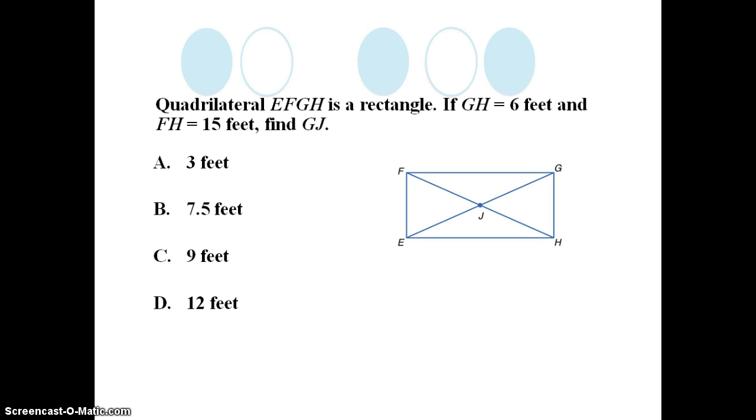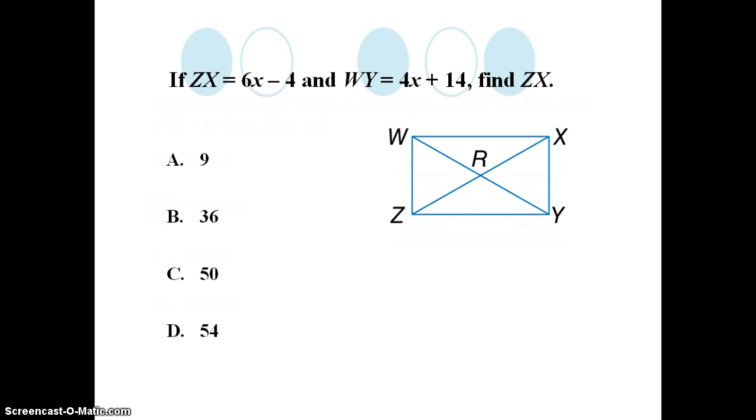Quadrilateral EFGH is a rectangle. If GH is 6 feet and FH is 15 feet, find GJ. So here we have GH is 6 and FH is 15. We need to find GJ. Well, I know that all of these are going to be congruent. So each of these is going to be 7.5, which means that these two are going to be 7.5.